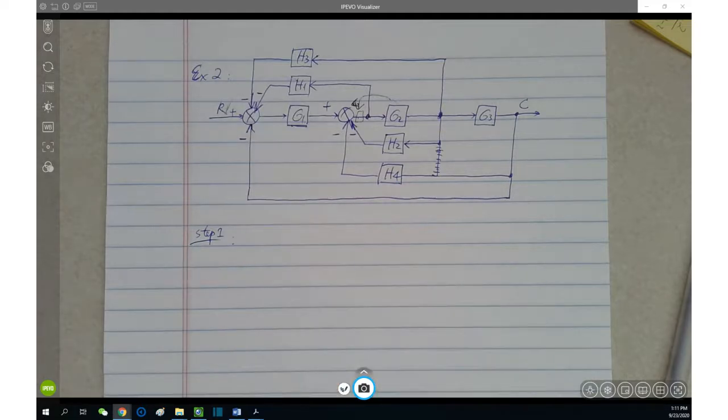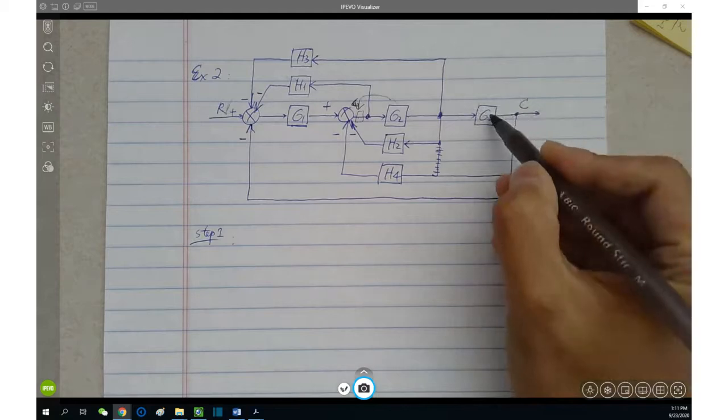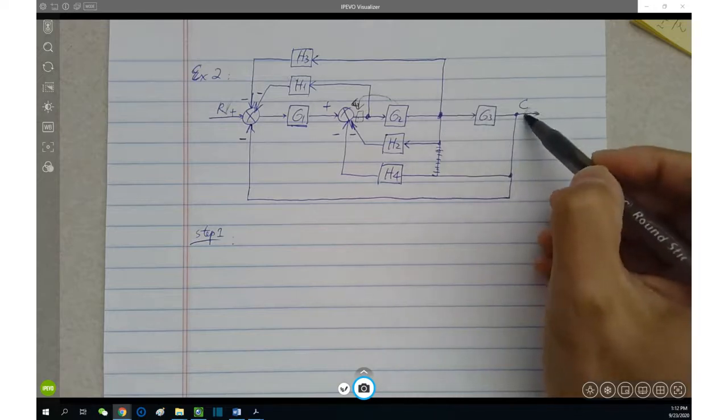So, any other suggestions we can do? Keep thinking. Some moves work immediately. Some moves not quite. Any other suggestions for moving? If you move G3 to the right of that pickoff point, H2 and H4 would be parallel then, correct? Move G3, right? We move G3 to the right. To here? Yeah.